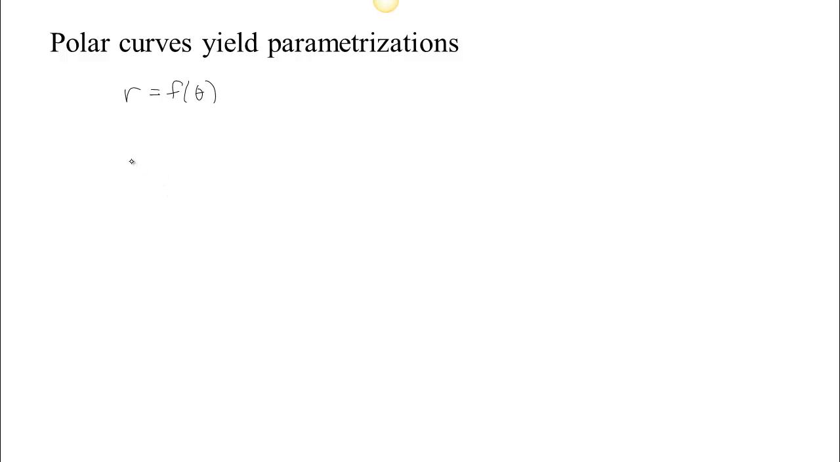The second reason why we love polar coordinates is because polar curves actually can give us parameterizations of curves, and they can do it in a fairly easy way. Here's what I mean by that. Suppose you have a polar curve, so you can solve it for r, and you have r equals some function of theta. Then you can get a parameterization really quickly.